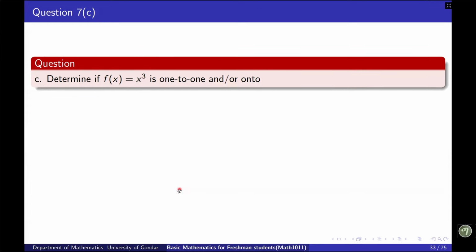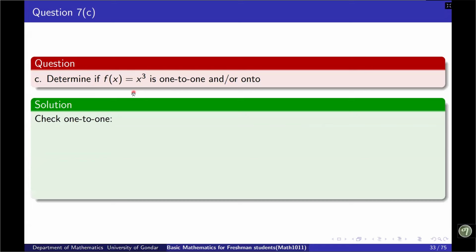The next one: we have the function f of x equal to x cubed. Now, this function is an increasing function. Whenever a function is strictly increasing, it is expected to be a 1-to-1 function. Anyway, let us see that it is 1-to-1 by following the definition.